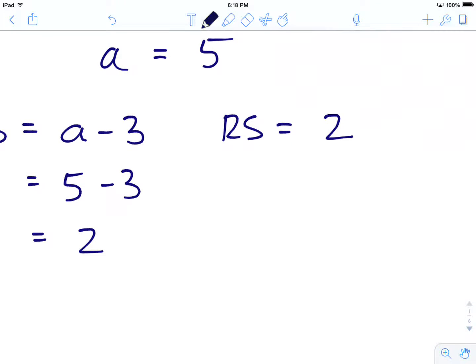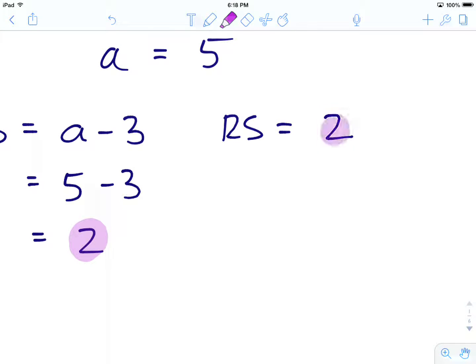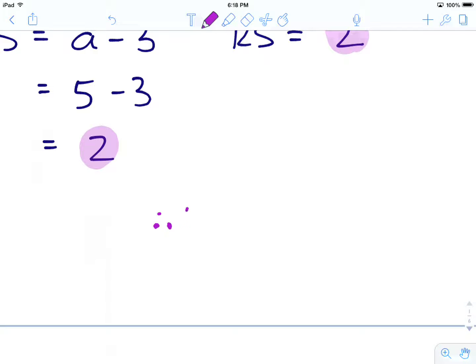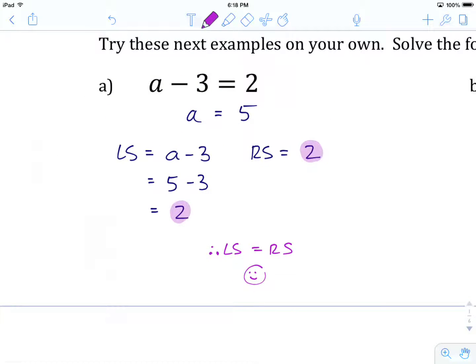And are these guys here the same? Let's have a look. Got, whoops, I wanted a highlighter. We've got 2 on the left side. We've got 2 on the right side. And we would say, therefore, left side equals right side. And this time, I'll put a little happy face there to celebrate. So hopefully you arrived at an answer of A equals 5.